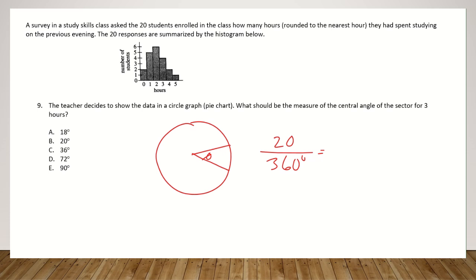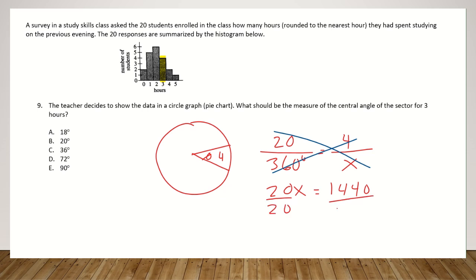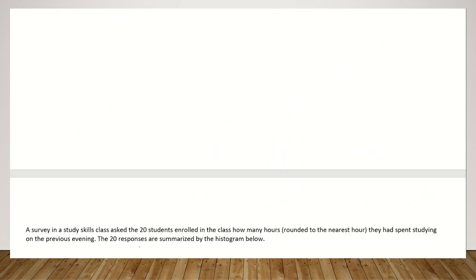So we want the sector for 3 hours. That's this one right here, and we can see that there's 4 students in this little sector. So 4 students in this sector, what are the degrees for it? Okay, so we're going to cross multiply 20 times x and 360 times 4, which is 1440. Divide by 20, and we get that x equals 72 degrees. All right.